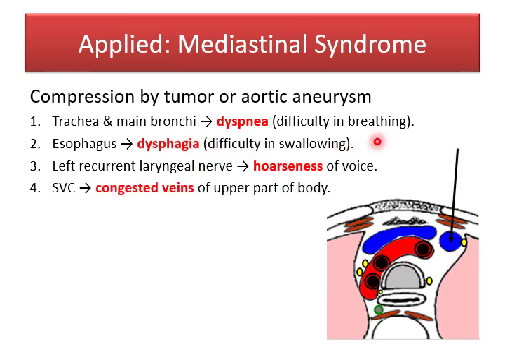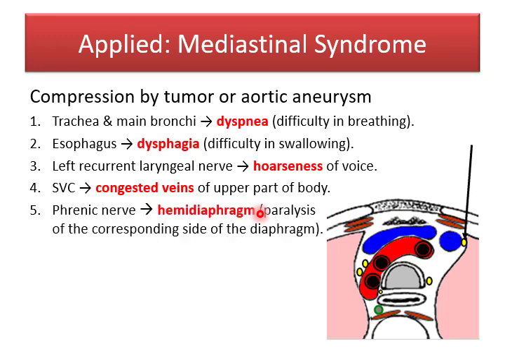In addition, compression on the superior vena cava may lead to engorgement of veins or congestion of veins in the upper half of the body, particularly the neck and the thoracic wall. Finally, compression on the phrenic nerve, or probably invasion by a malignant tumor, may lead to hemidiaphragm paralysis, paralysis of one of the leaflets of the diaphragm.